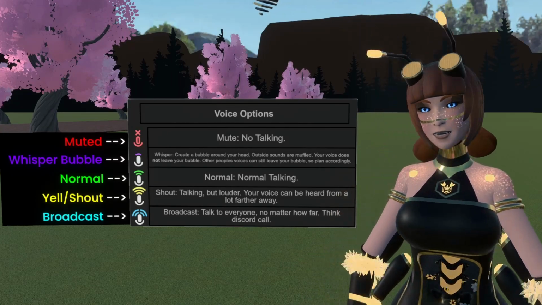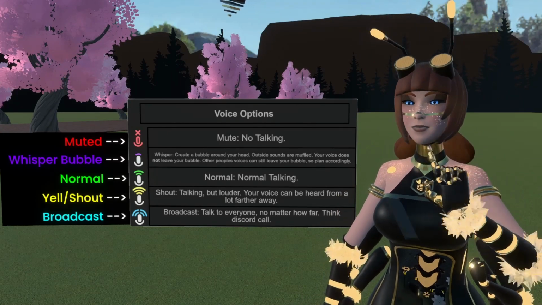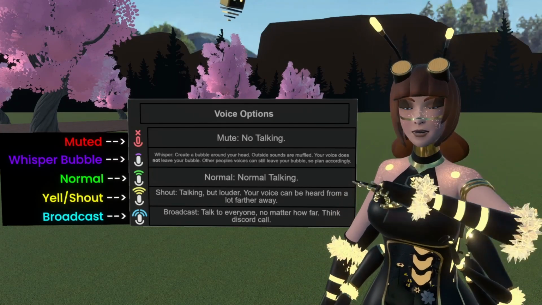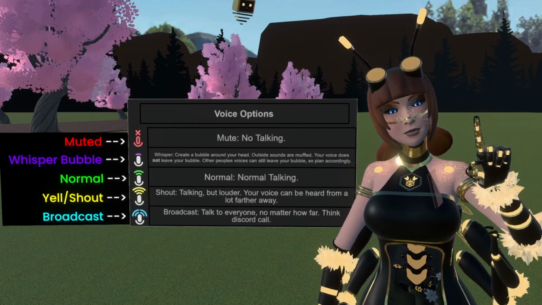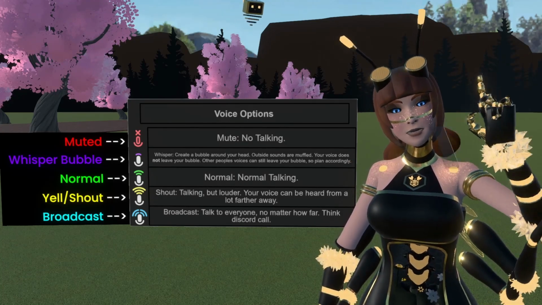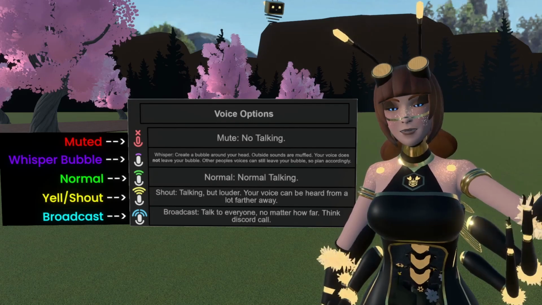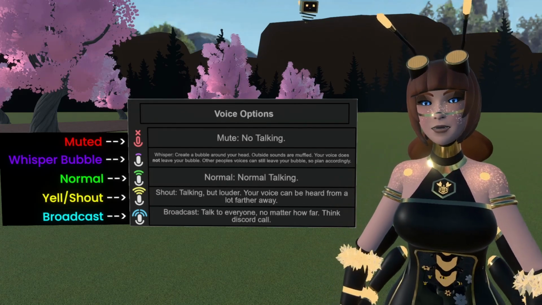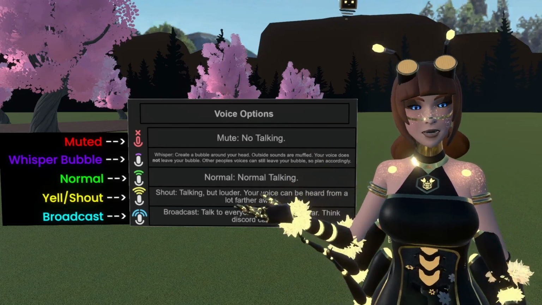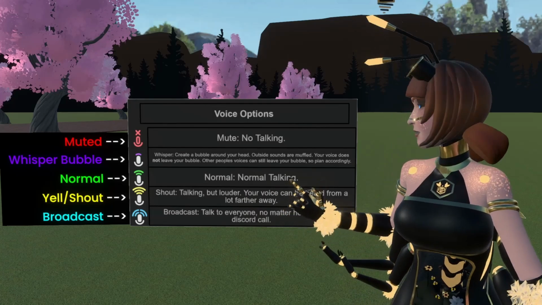So, I will be going over voice modes. Now, these are generally, you can find them in your dash at the top left. It's on the very top, you can see it on any page, and there's going to be a few different options, and they all do different things, which I will go over.